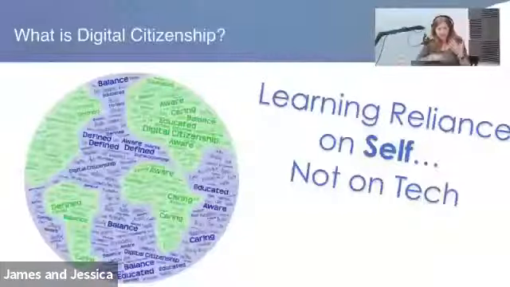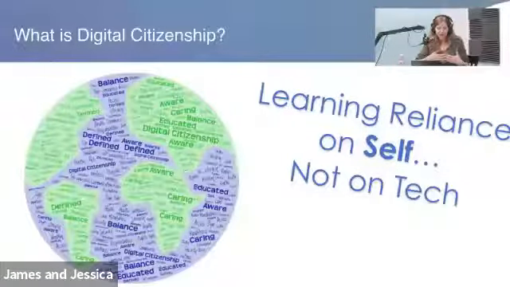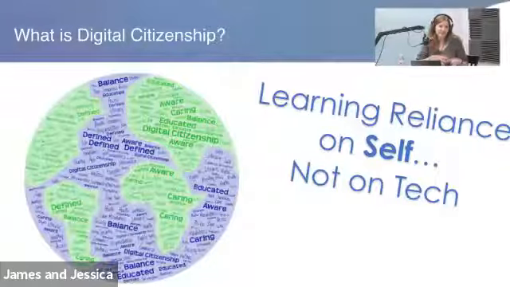So, it's really important to look at that human element. And we really want to teach kids not to rely on the tech to protect them, but instead to rely on themselves. And so that's why we're about empowering them and different ways to empower them.